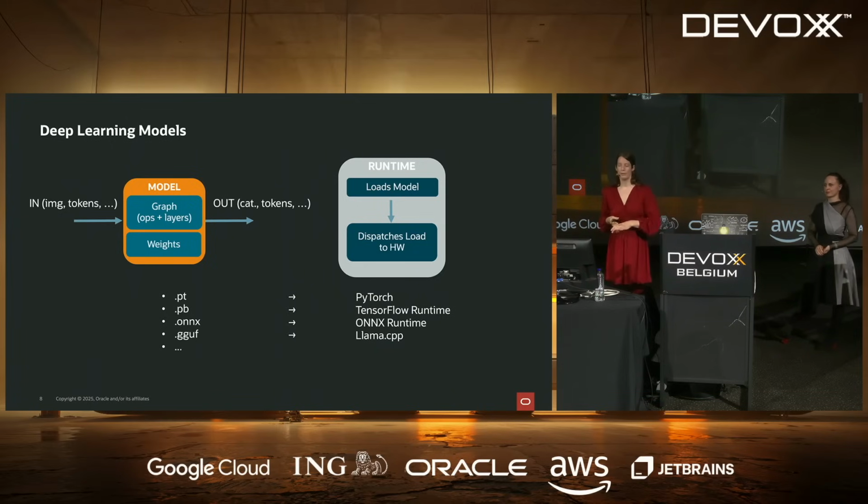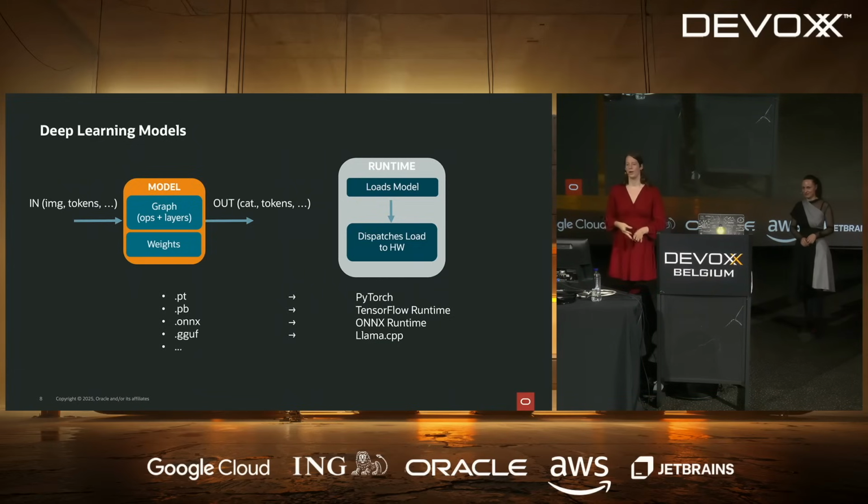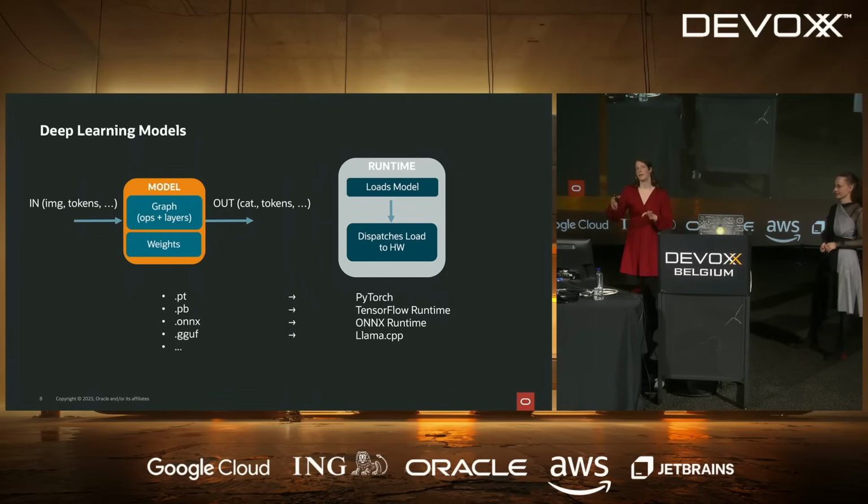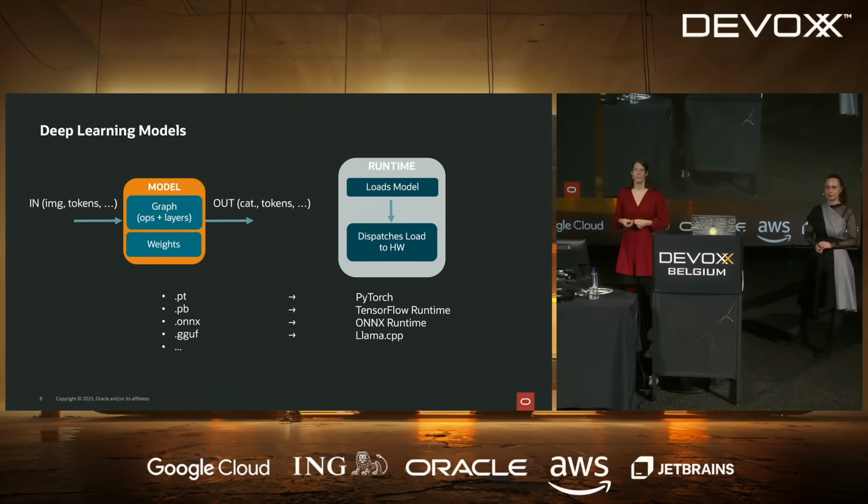There are different model formats. So .pt can get executed by PyTorch, .pb by the TensorFlow runtime, .onnx by the ONNX runtime, and so on. What we will need with a model is a runtime that supports it, that can load this model, execute it, and run it on your hardware. That runtime is really going to take care of talking to your GPU mostly.